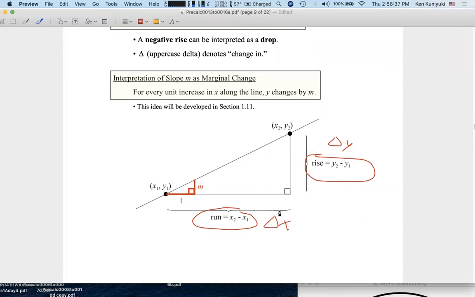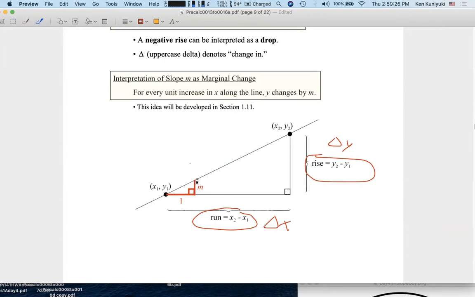And actually, you can take either order as long as you're consistent. So here, it makes sense that for the rise, I take the y-coordinate on the right point and subtract off the y-coordinate on the left point, whether the right point is higher or lower in the xy plane. But if I say that y sub 2 is the y-coordinate of the right point over here, then x sub 2 better be the x-coordinate of that point. Likewise, x sub 1 better be the x-coordinate on the left point. So you can switch these ordered pairs. That's fine. But don't switch the x1 and the x2 without switching the y1 and the y2 also. They both come in packages.